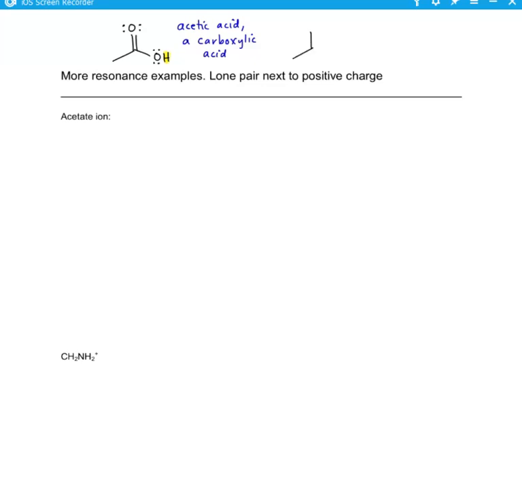When that happens, you get the acetate ion, which looks like this. So this is the acetate ion, which is an example of a carboxylate. So this is something called a carboxylate or a carboxylate ion, which is the conjugate base of a carboxylic acid.